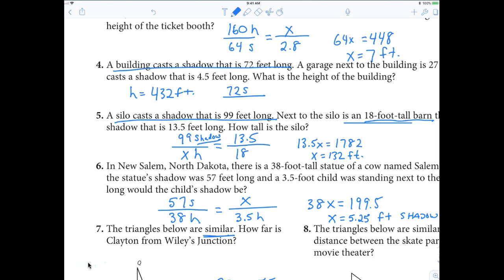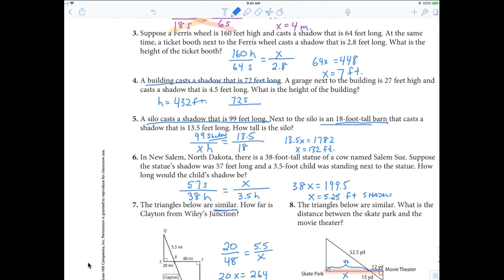And then it says a garage next to the building is 27 feet high, right? Now, that has nothing to do with the 72, right? So where would the 27 go, on the top or the bottom? Because the shadow goes where? There you go. So put a 27 for the height, and that height casts a 4.5 shadow. Do you agree with that? And now I have this x.